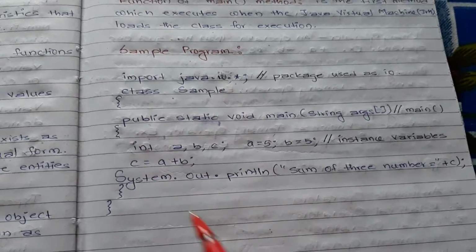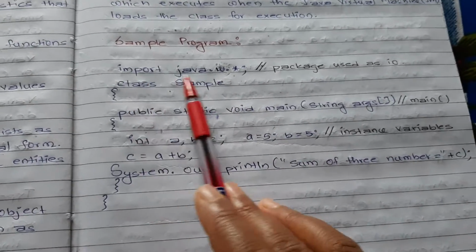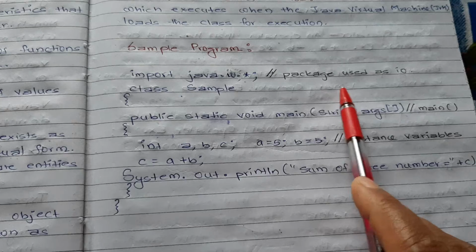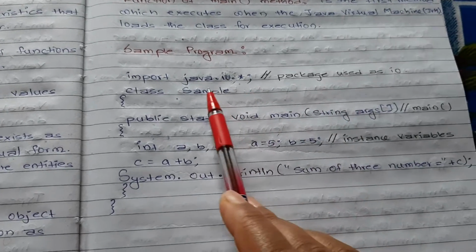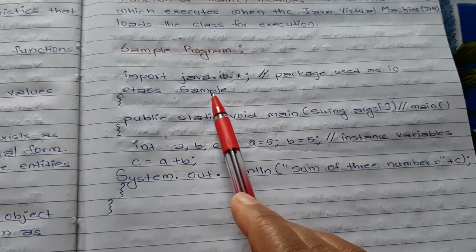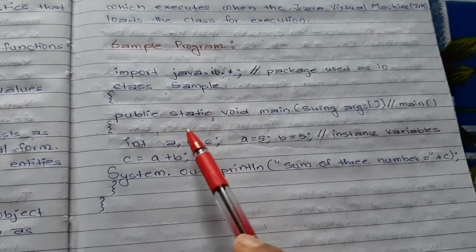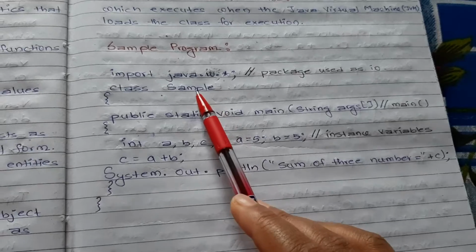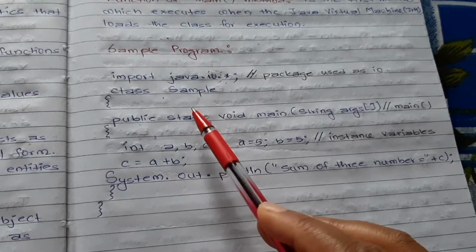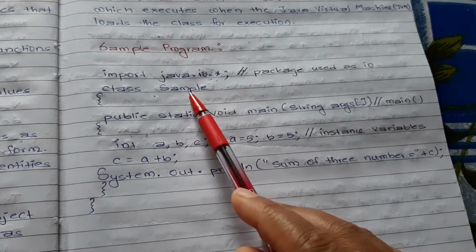If you see, this is a sample program that I have written here, that is import java.io.asterisk. Now this is called a package, and this is a class that we are creating. The name of the class is the user's choice. You can have any class name as per the program. Since this is just a sample program, I have given sample here. If it is a percentage program, then you have to write here percentage.